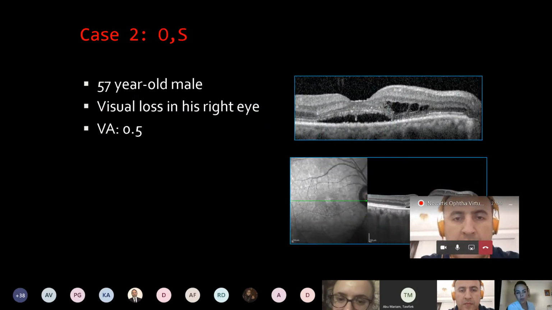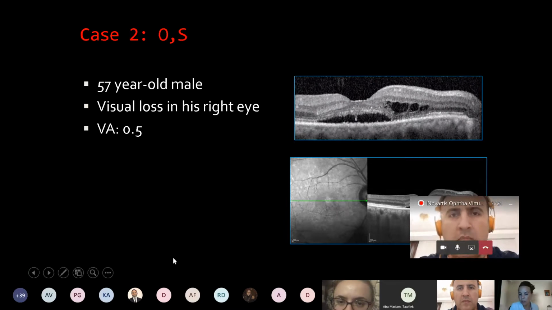This is case 2, a 57-year-old male, again male, with visual loss in his right eye. He came to our clinic with decreasing vision, visual acuity 0.5. In the B scan, there is subretinal fluid, shaggy photoreceptor layers, the outer segments of the photoreceptor layers, and there are some cysts in the nasal part. Also, the choroid is thick here, as you see.